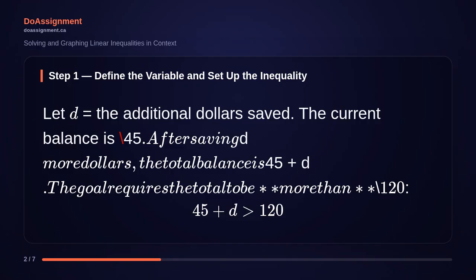Let D represent the additional dollars that need to be saved. The account already has $45, so the total after saving D more is 45 plus D. Because the goal is to have more than $120, we write the inequality, 45 plus D is greater than 120.